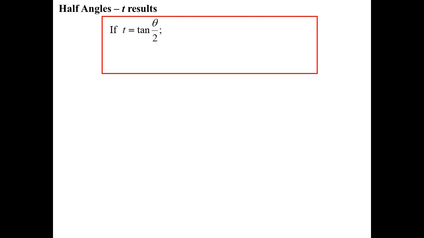That then created, the tan one certainly, the t results, which you could think of as half angle results. So if t was tan half of theta, then we know tan theta is 2t on 1 minus t squared. That's our double angle result for tan. But then we worked out that sine theta would be 2t on 1 plus t squared, and cos theta would be 1 minus t squared on 1 plus t squared.